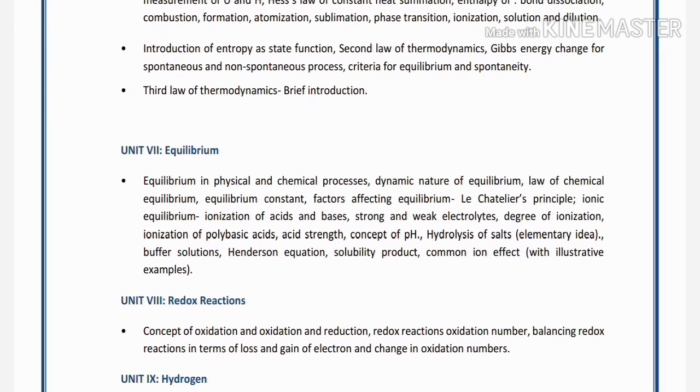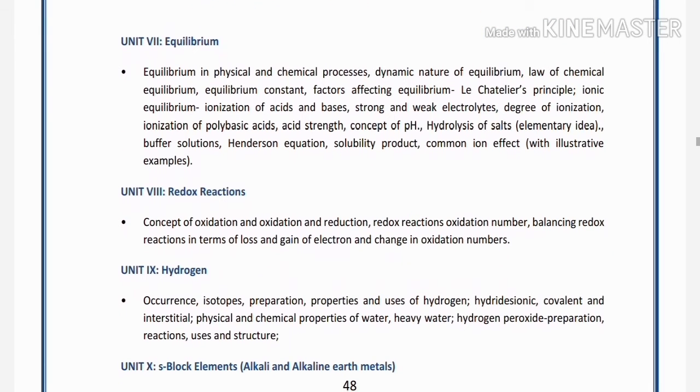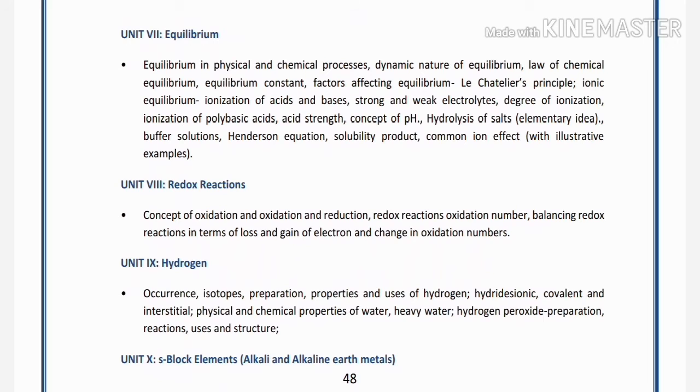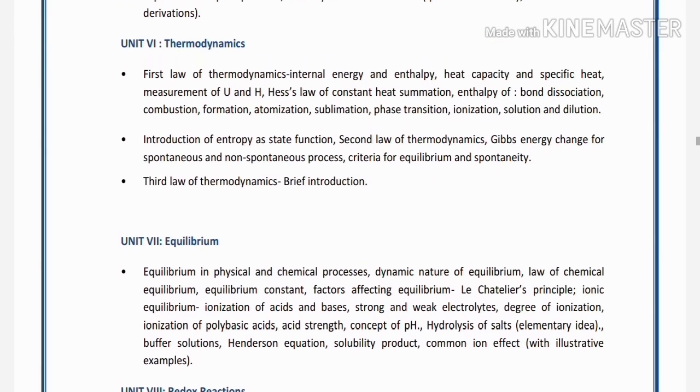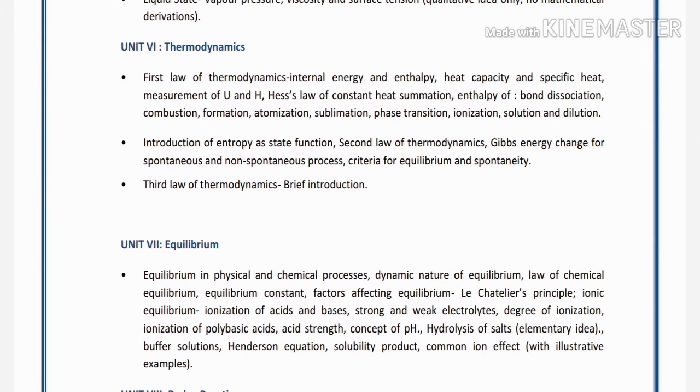Unit 7, equilibrium. Equilibrium in physical and chemical processes, dynamic nature of equilibrium, law of chemical equilibrium, equilibrium constant, factors affecting equilibrium, Le Chatelier's principle, ionic equilibrium, ionization of acids and bases, strong and weak electrolytes, degree of ionization. Ionization of polybasic acids, acid strength, concept of pH. Hydrolysis of salts, elementary idea. Buffer solutions, Henderson equation, solubility product, common ion effect with illustrative examples.